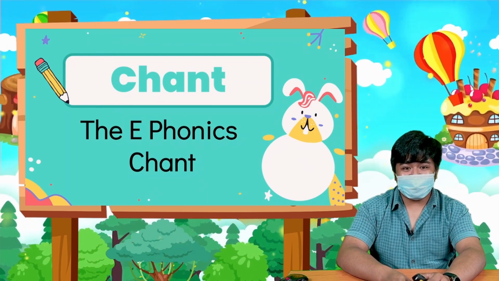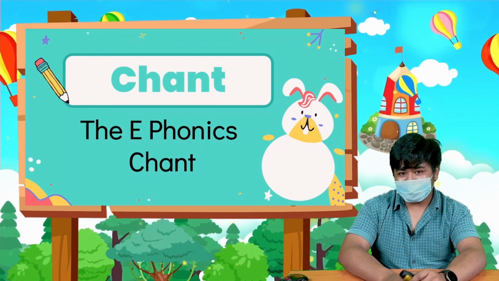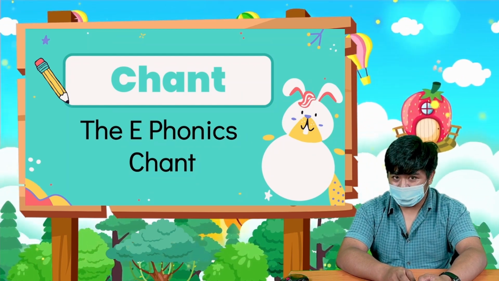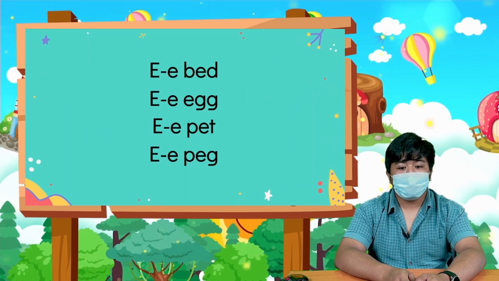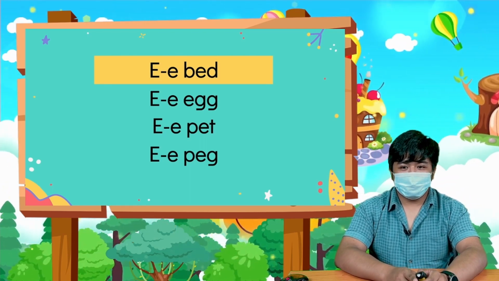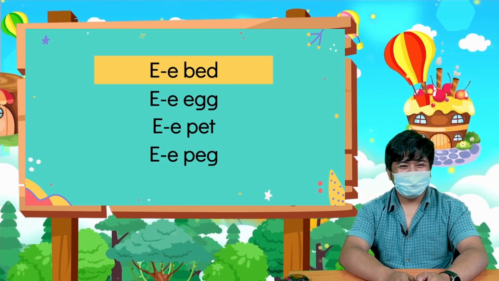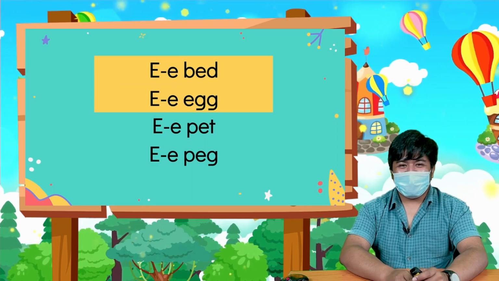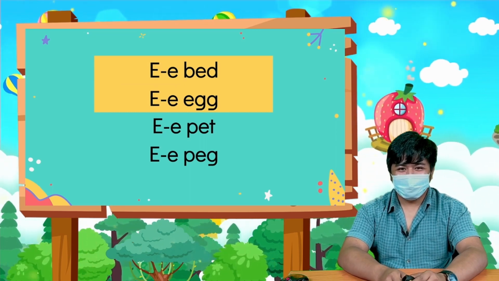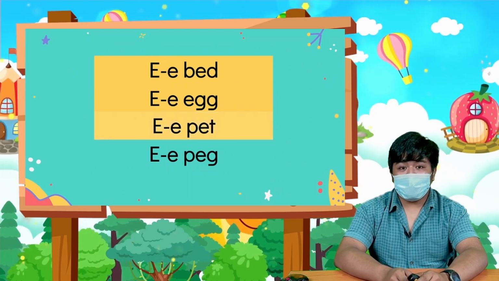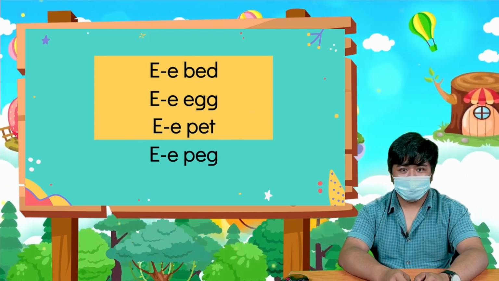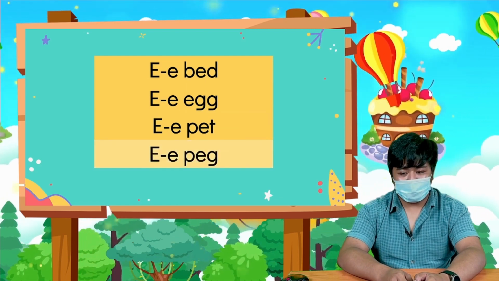And it's called the E phonics chant. Again, the E phonics chant. Let's read first and then we're going to sing all together later on, okay? We have bed. Again, bed. That's right. Next we have egg. Very good. Again, egg. Very good. Next we have pet. Again, pet. And the last one, of course, we have peg.